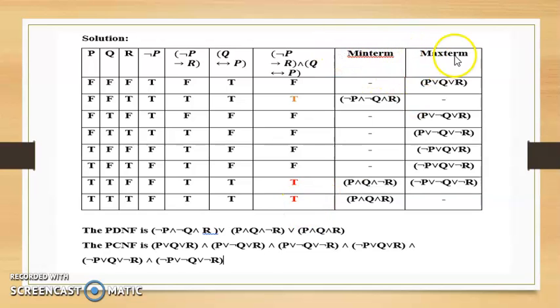Then we should write min terms and max terms, since in the problem it was asked to find PCNF and PDNF. So here we will take the min terms. Min terms means we should select the T values. So let us color the T values here. In 3 places we are getting T values. If we get T, we can take the variable as it is. If it is false, we should take the negation of that variable. So here we are having not P and not Q and R. So that is the min term.